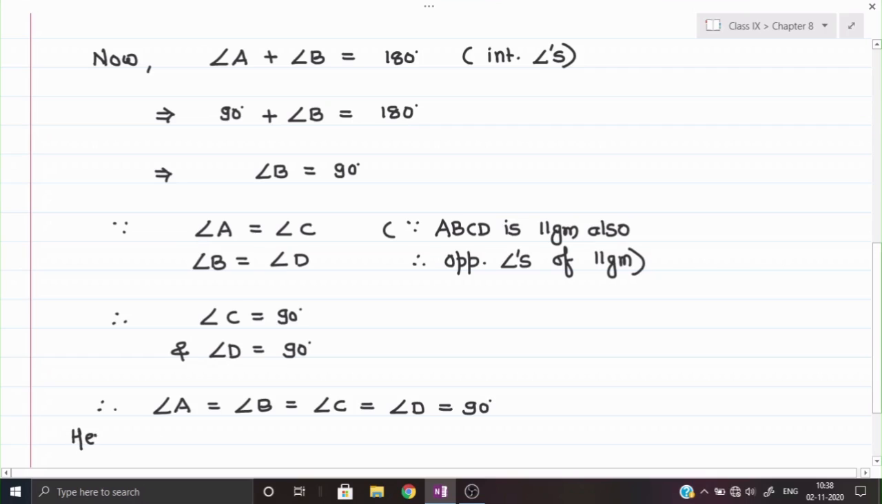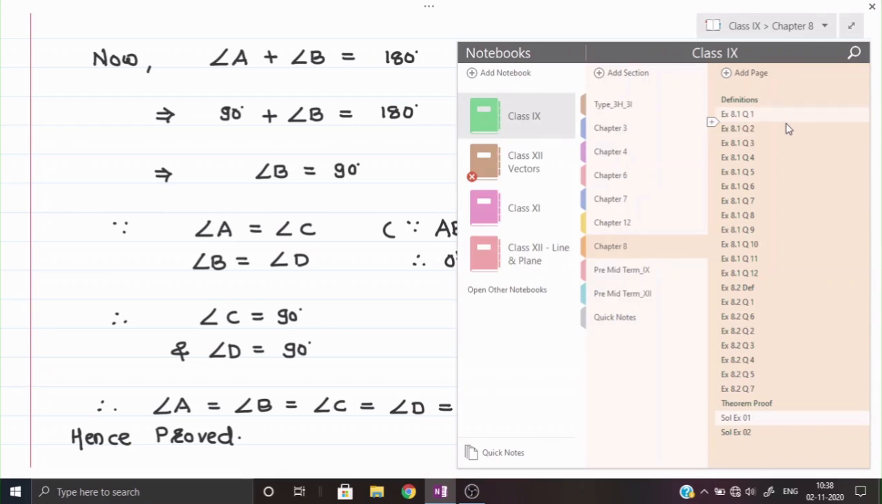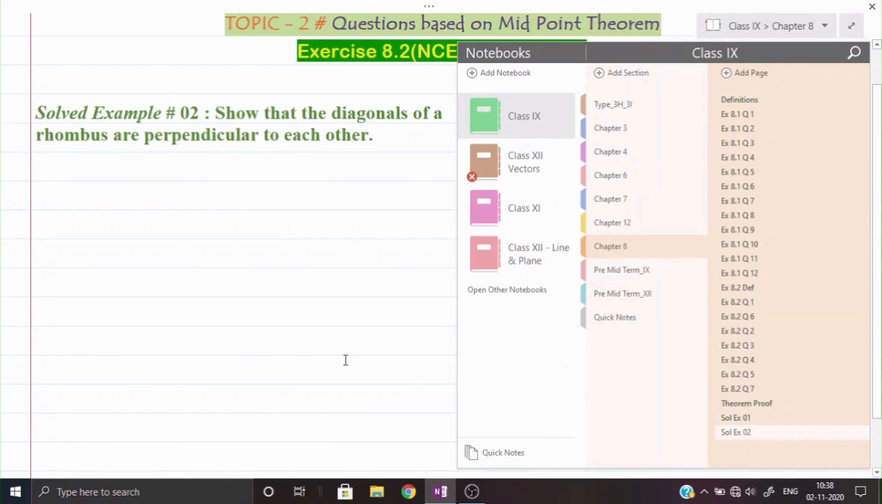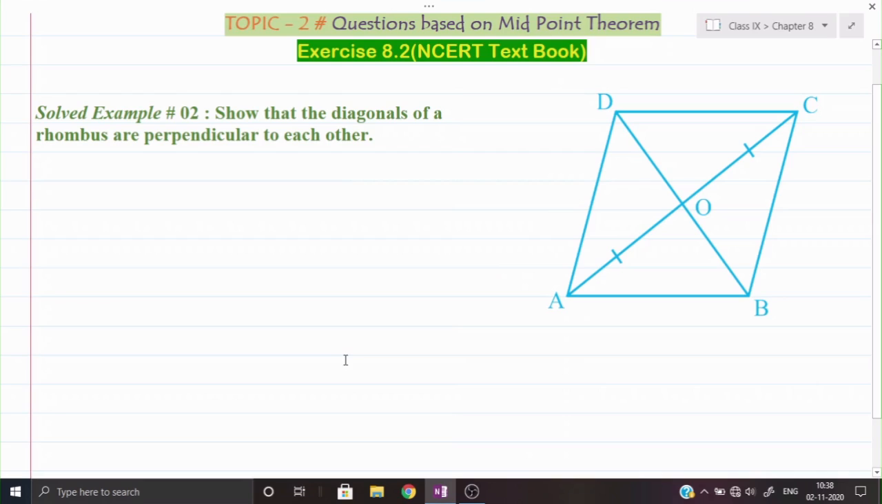Now this example got over. Let us see the next example. Now see, in the next example, what is given? Example number 2. Here it is given that show that the diagonals of a rhombus are perpendicular to each other. Remember, a rhombus is also a parallelogram basically. So properties of a parallelogram we can simply apply on a rhombus as well.